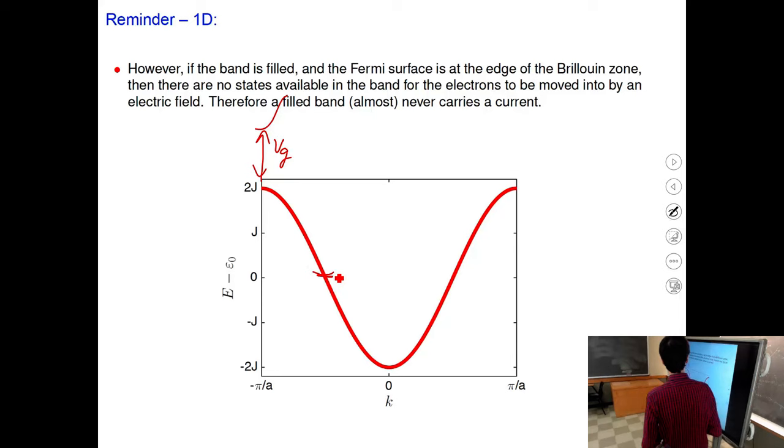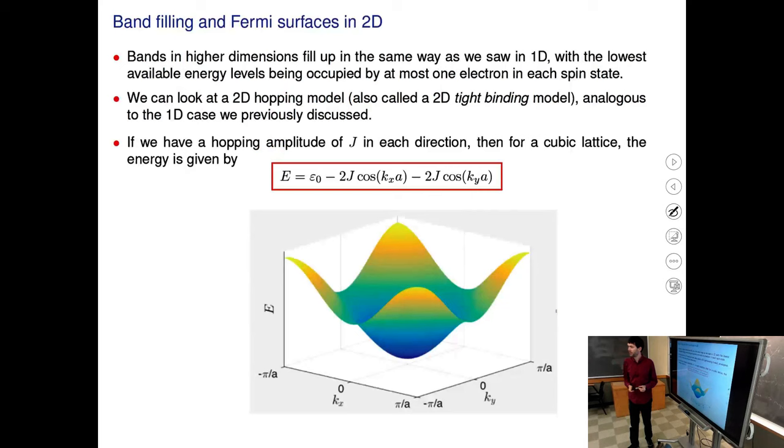Now let's go to higher dimensions. This is a band structure for a tight binding model, but in two dimensions. So imagine you have a two-dimensional array of atoms, and you can hop in X, you can also hop in Y. It's the same parameter J to hop in X and in Y. That's why these two cosine functions have the same J in front of them. It's the same epsilon naught to be on one site. So this is a very straightforward extension from one dimension to two dimensions.